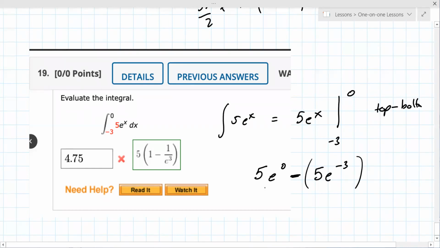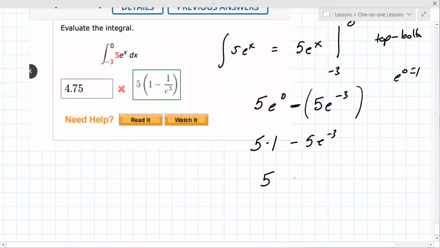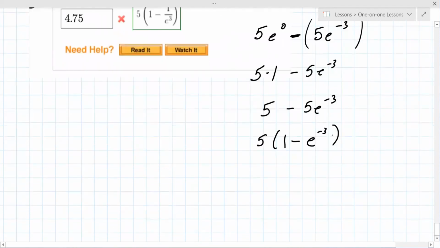So what will WebAssign accept? I think it'll accept this. e to the 0 equals 1, so this is really 5 times 1. Okay, so one possible answer is this is just 5 minus 5e to the minus 3. WebAssign factored out the 5, so that gives you 1 minus e to the minus 3. And then you can also rewrite e to the minus 3 as 1 over e cubed.